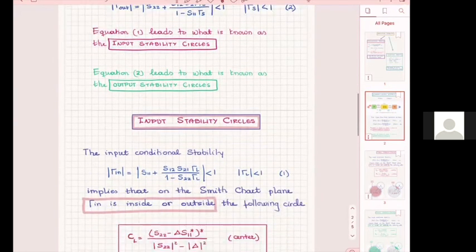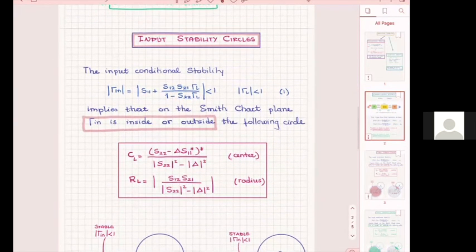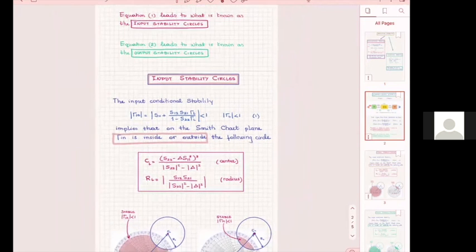Starting next time, since we're gonna talk about stability circles, then we're gonna talk about how to design for maximum gain and how to design for minimum noise. And I believe next week, Monday and Wednesday, you should be able to have at least the initial material for the amplifier design in place, and then we'll do different examples. Okay, that's what I have.